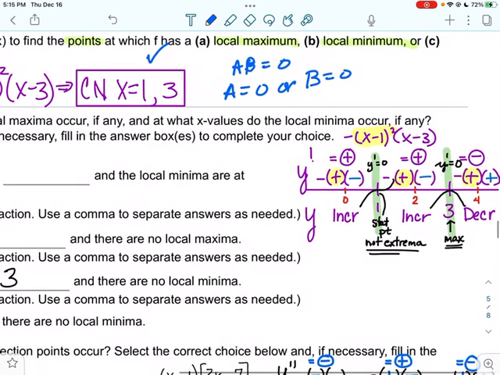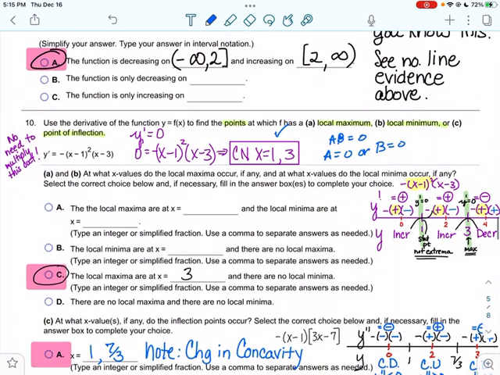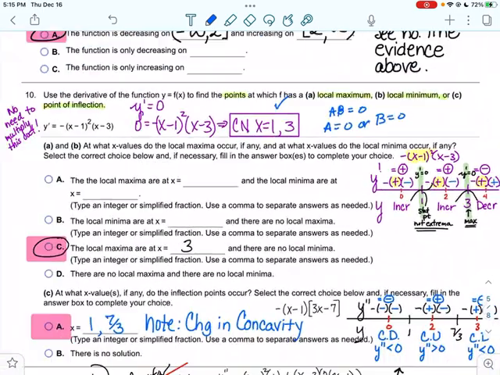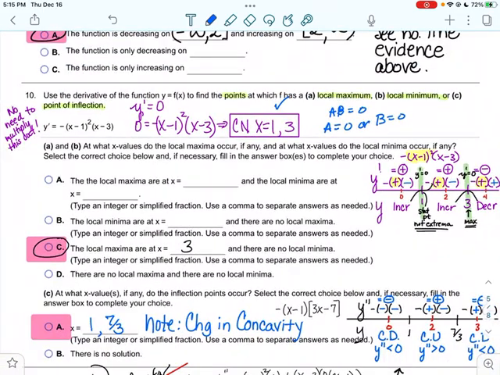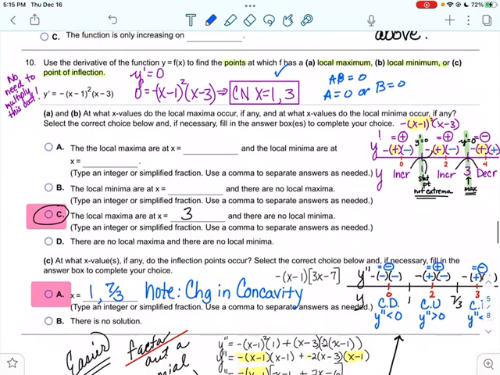Therefore, the function y is increasing, and there's a stationary point but not an extremum at 1, and then it's increasing on the interval from 1 to 3, and then after 3, from 3 to infinity, the function y is decreasing. Okay, so the answer we have for the first one is there's a local maximum at x equals 3, and there are no local minima. And that's it for the first question.